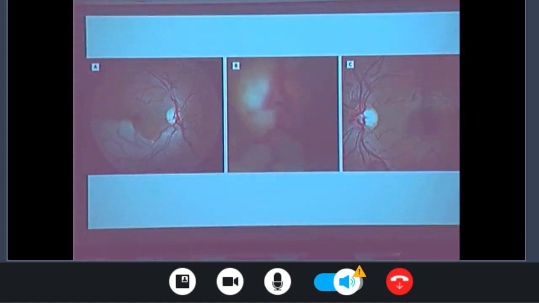So this is a bonus question. A 16-year-old male with acute superior nasal scotoma in the right eye. What is the cause of the visual field defect? And what predisposed this patient to the condition?